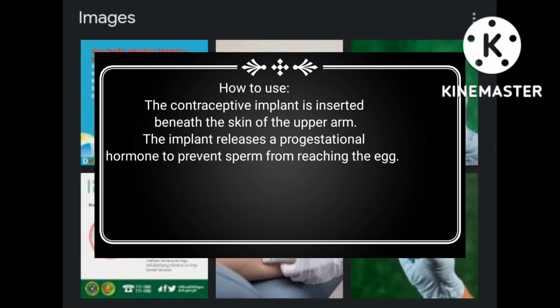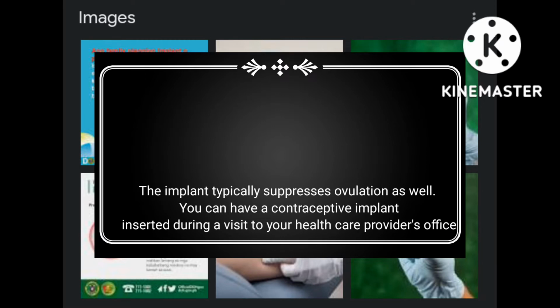How to use it? The contraceptive implant is inserted beneath the skin of the upper arm. The implant releases a progestational hormone to prevent sperm from reaching the egg. The implant typically suppresses ovulation as well. You can have a contraceptive implant inserted during a visit to your healthcare provider's office.